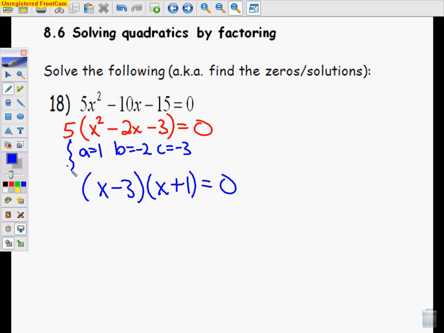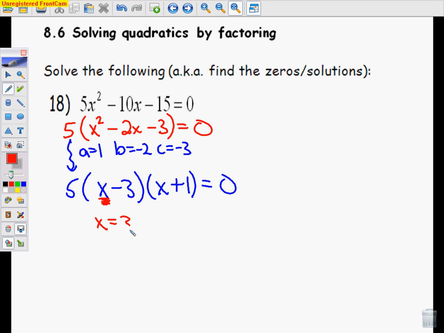And I'm just going to drop that 5 down. And once again, we're going to solve it using our zero product property. There's no way that we can make 5 zero, so that doesn't play a part in this problem. However, we can make this parentheses zero. What value would make this parentheses zero for x?